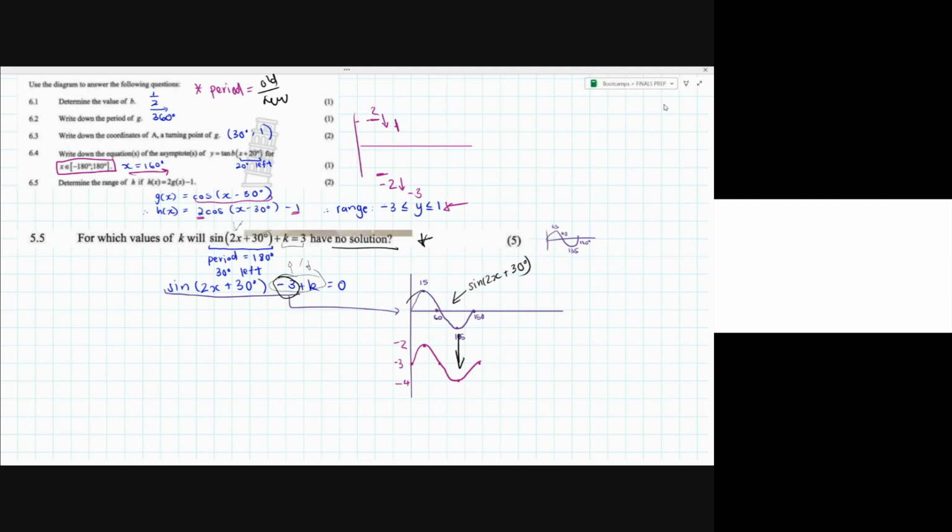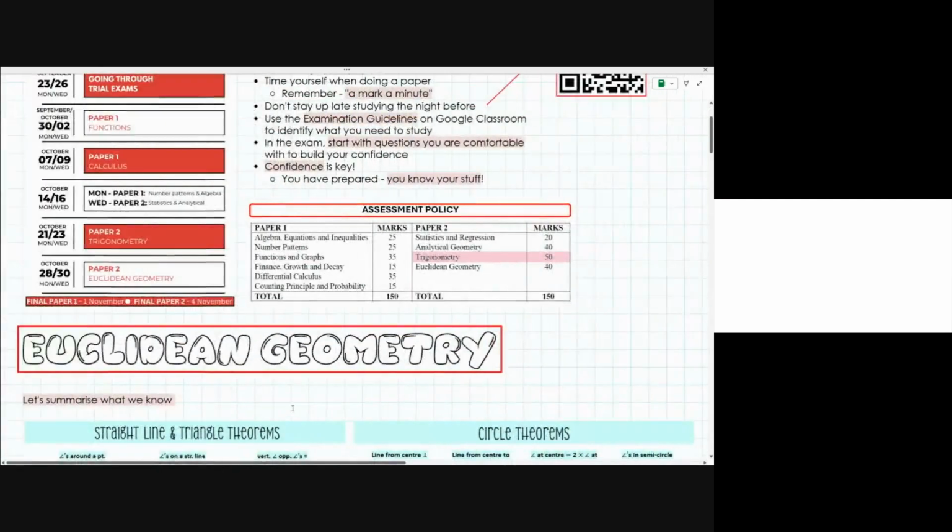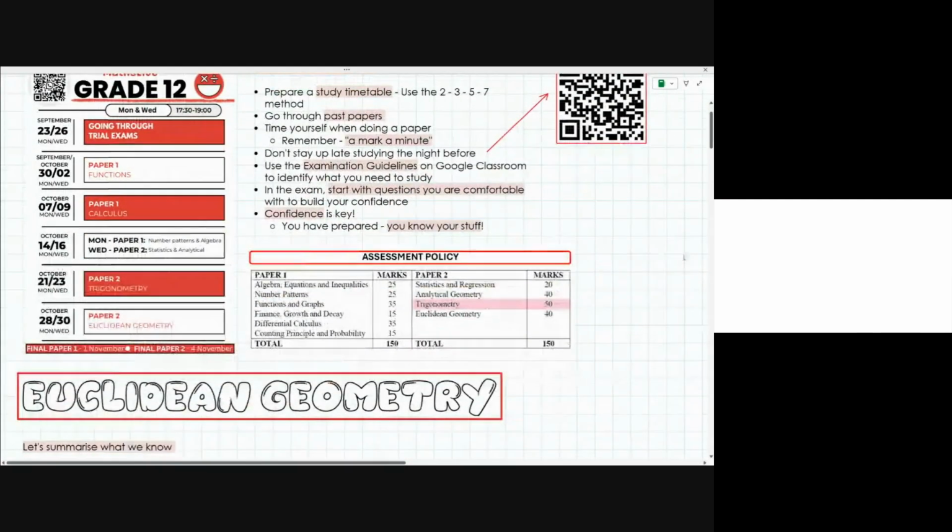Right. Let's have a look. So Euclidean geometry. I'm not going to go into detail into all of these things, just in terms of like theorems and stuff, because this is stuff that you know.